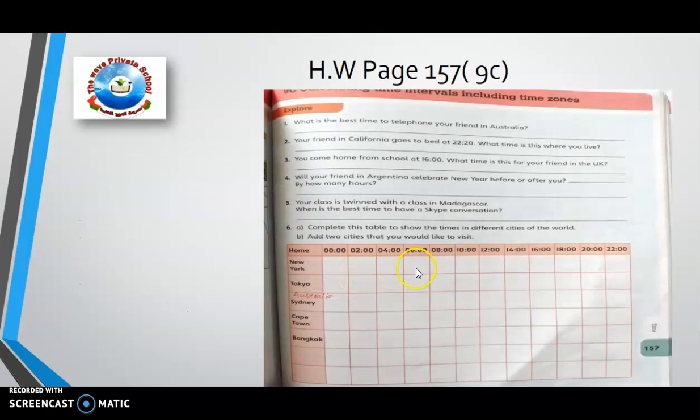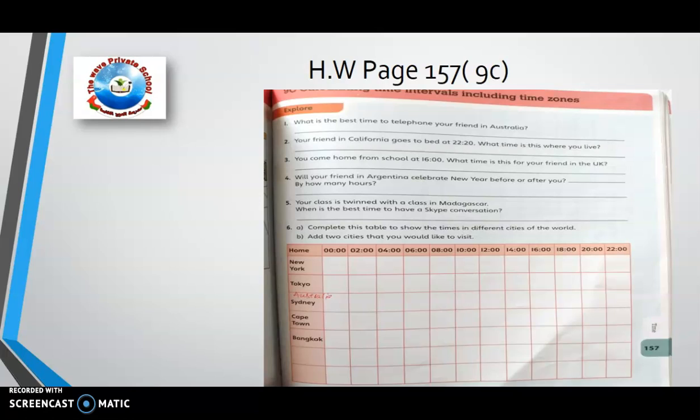After that, this is your homework on page number 157. Some people have a different page, so you can see this page from this video. The topic is 9C, calculating time intervals including time zones. Here you can see this question: What is the best time to telephone your friend in Australia? You have to observe the time map that I showed you in the video. You can find it on Google also.